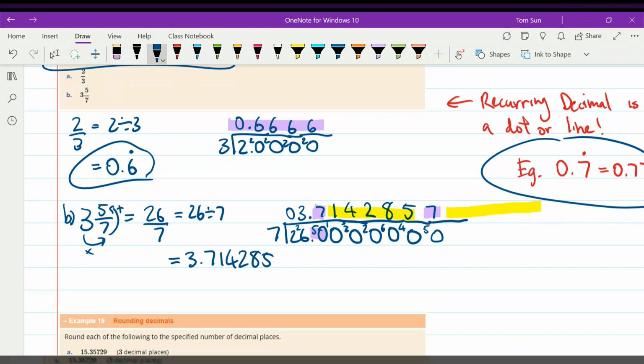3.71428. And now this is actually the pattern. So what would happen, I'm just going to write it down so you can see, it will just keep doing this.